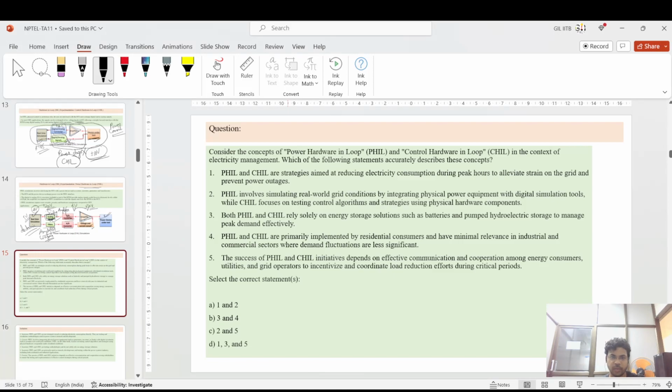Okay, I got one answer, C. C means 2 and 5. The correct statements are 2 and 5. Okay, does anybody else want to give an answer? We have 1 minute to solve this question.